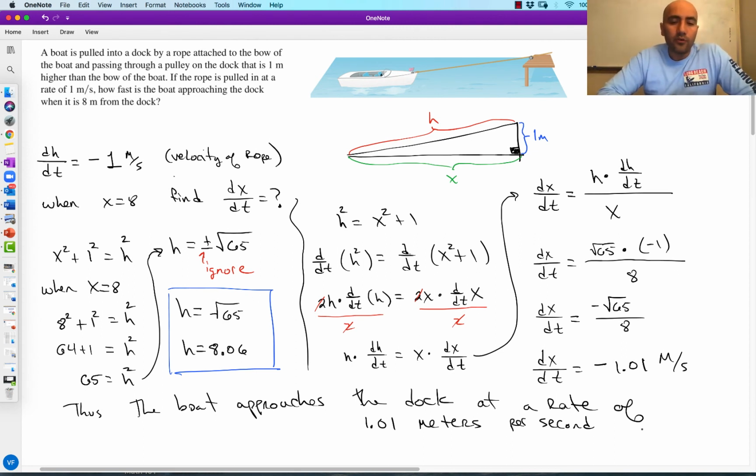Thus, the boat approaches the dock at a rate of 1.01 meters per second.